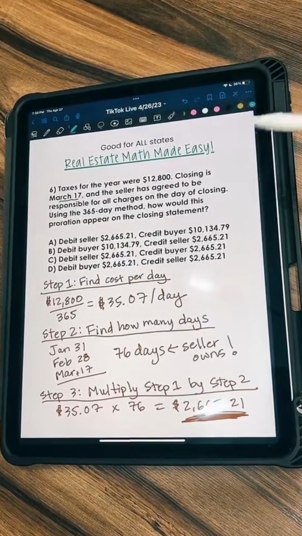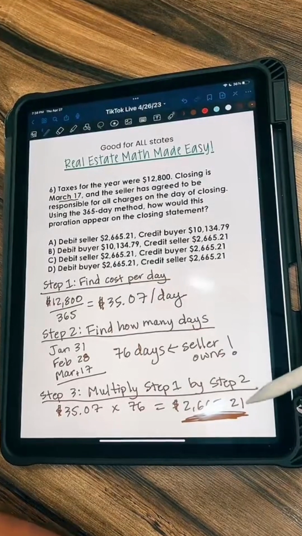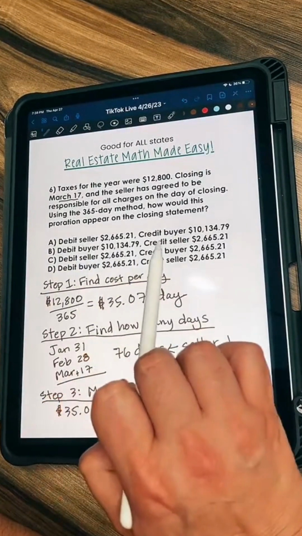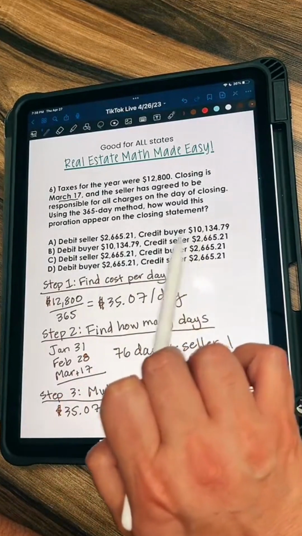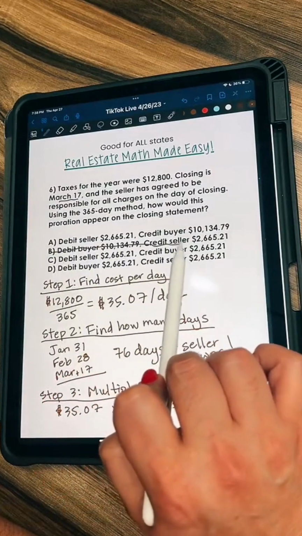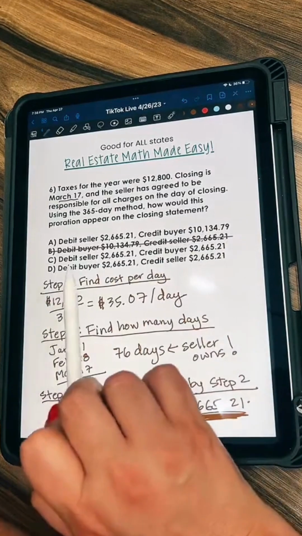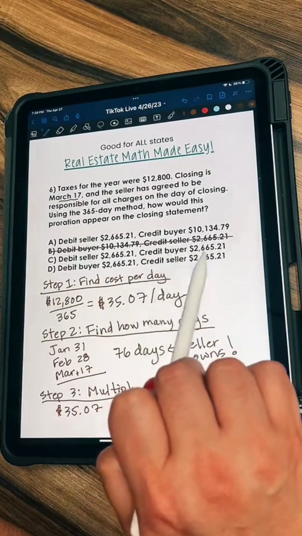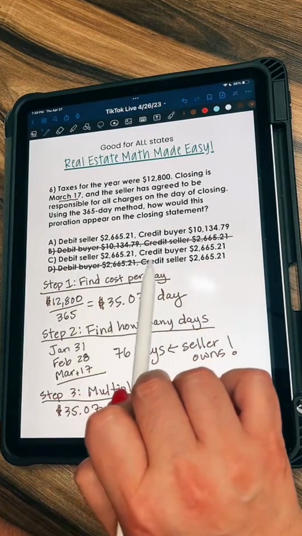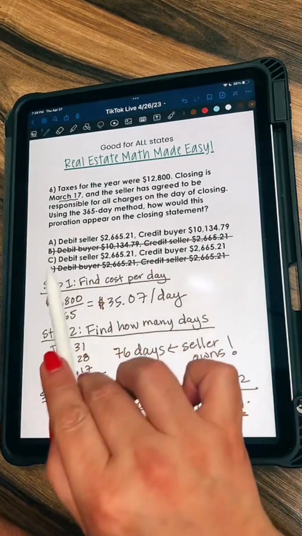So now we got to figure out which one it is. All right, so let's do by process of elimination. So we know it's going to debit the seller here. All right, so we have debit seller this and credit buyer that. We're not debiting the buyer and we're not crediting the seller because we know it's definitely not that. We're debiting the seller and crediting the buyer. Okay, that one can stay. So it's either A or C.